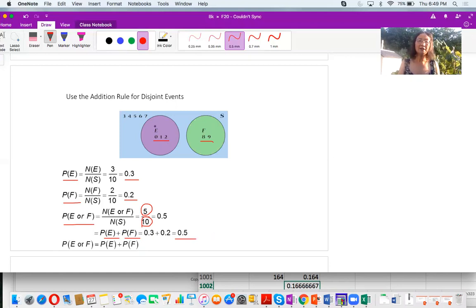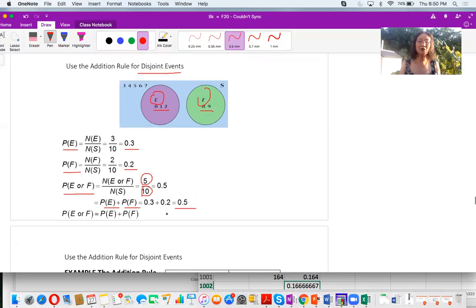Because we know event E and event F are disjoint events, or mutually exclusive events. Why? Because when you have number 0, 1, 2, you cannot have number 8, 9. On the other hand, if you have number 8, 9, you cannot have 0, 1, 2. They are mutually exclusive events, or disjoint events.